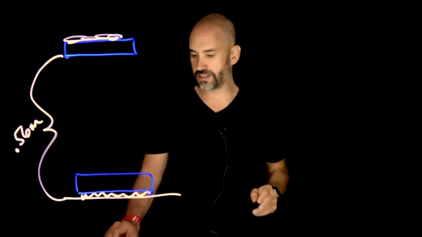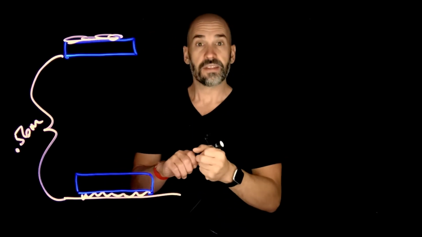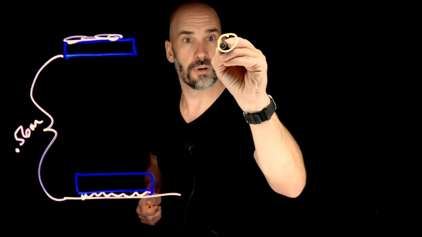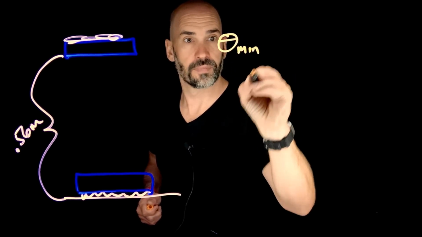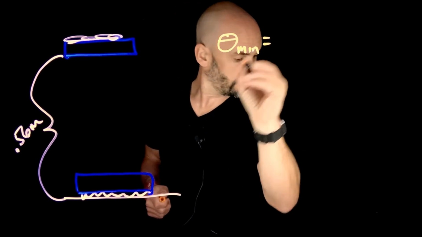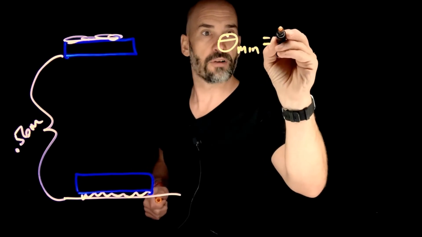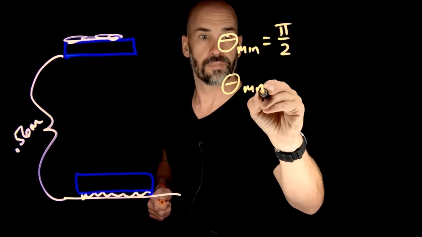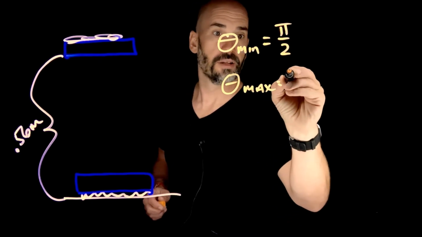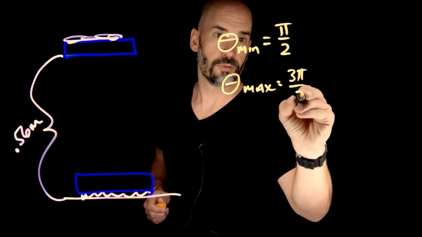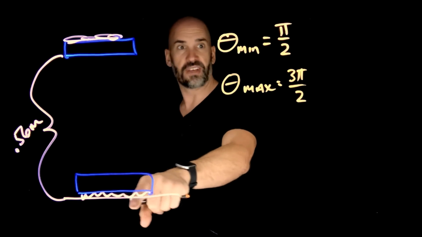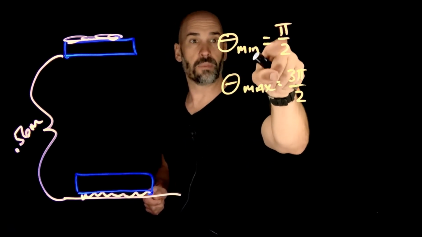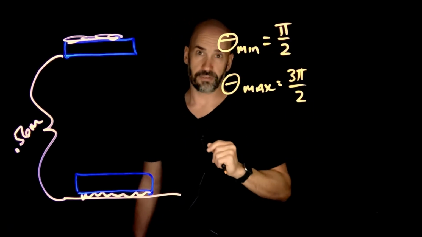Okay? So here's the thing. The theta minimum would have to be pi over 2, and the theta maximum would have to be 3 pi over 2. So in order for it to land butter side down, it has to rotate a minimum of pi over 2 or a maximum of 3 pi over 2.